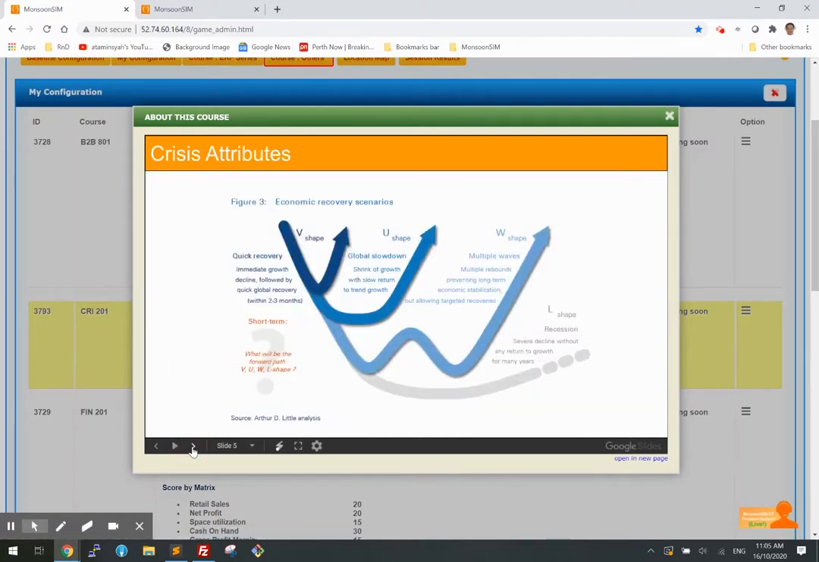Here are the recovery models. It could be a V-shaped recovery, it could be a U-shaped recovery, it could be a W-shape or an L-shape. And each will determine the duration of the crisis.